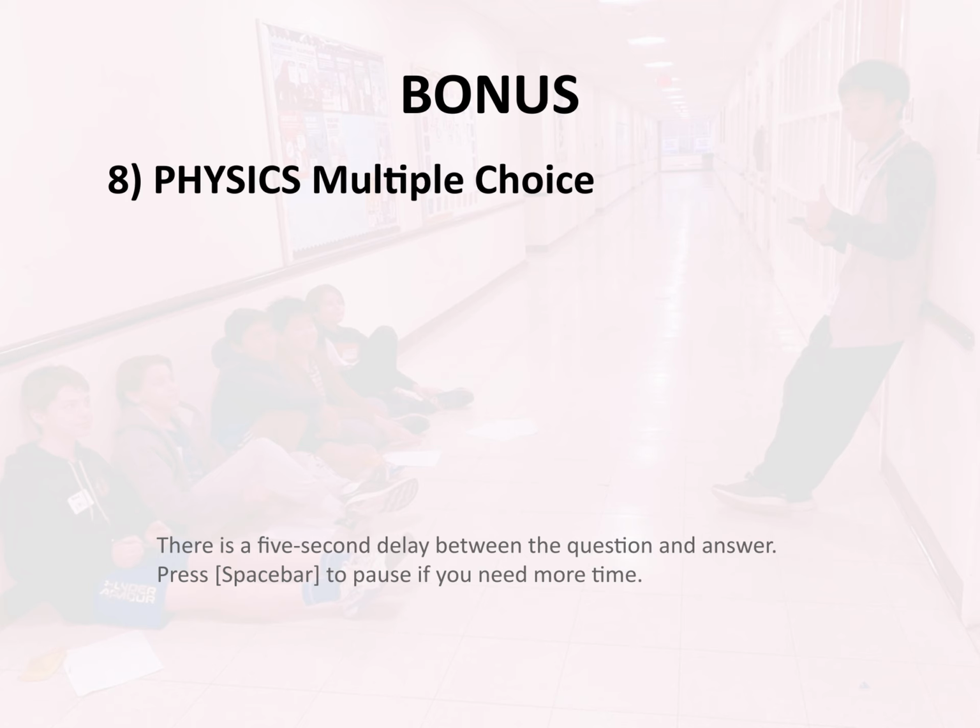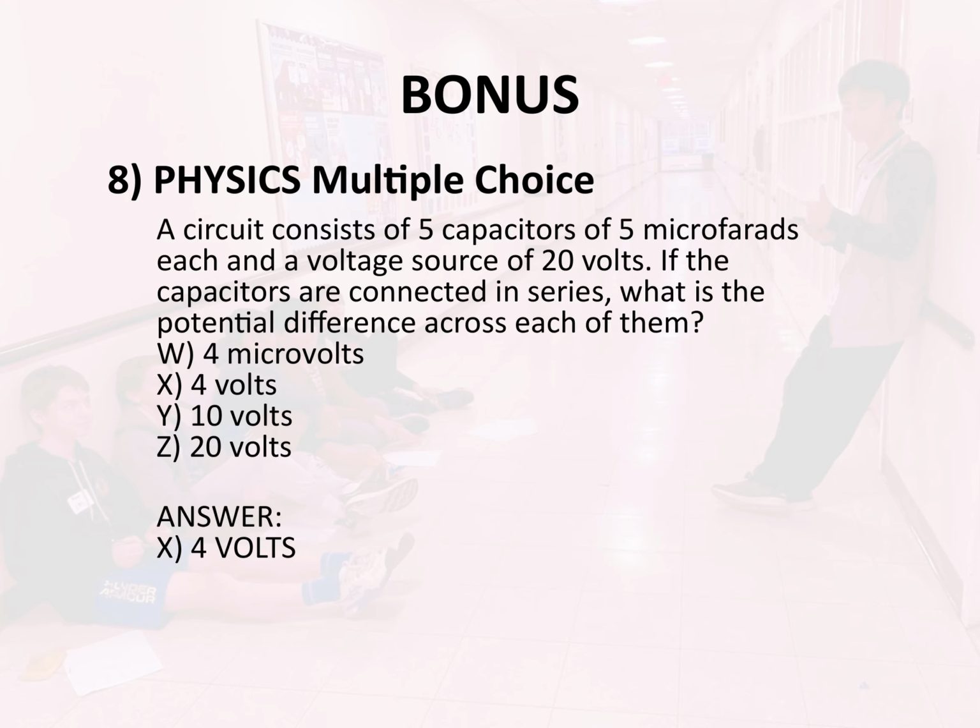Bonus 8. Physics. Multiple choice. A circuit consists of 5 capacitors of 5 microfarads each and a voltage source of 20 volts. If the capacitors are connected in series, what is the potential difference across each of them? W, 4 microvolts. X, 4 volts. Y, 10 volts. Z, 20 volts. Answer: X, 4 volts.